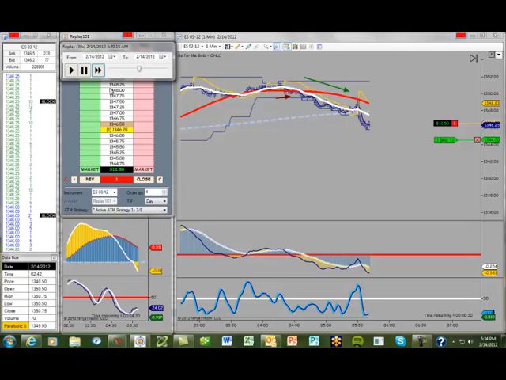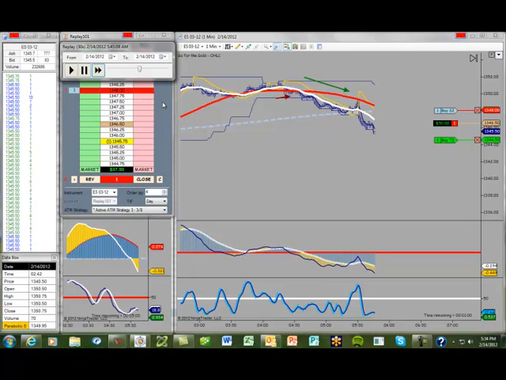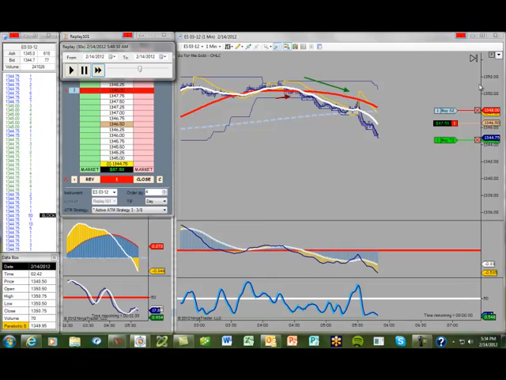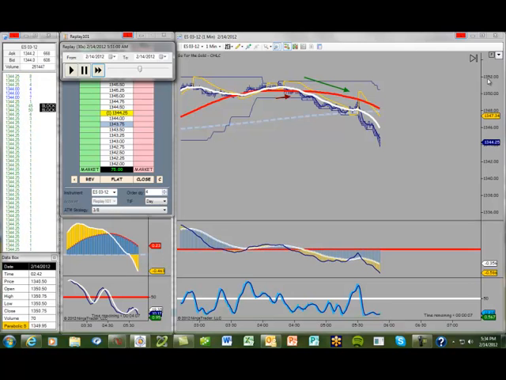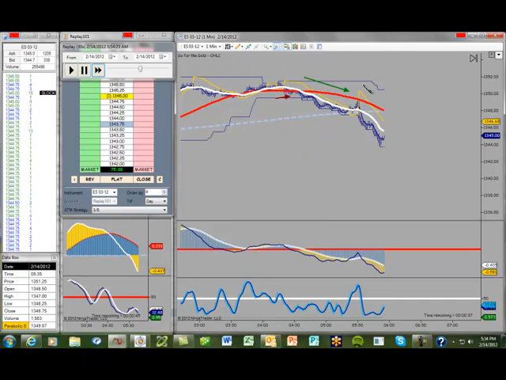Hit the first target, but didn't move the stop. There we did. Okay, hit the second target. And now we're actually in the black by 75 bucks. So we recouped our loss and we're a little bit ahead now. And that's about where that arrow needs to be.